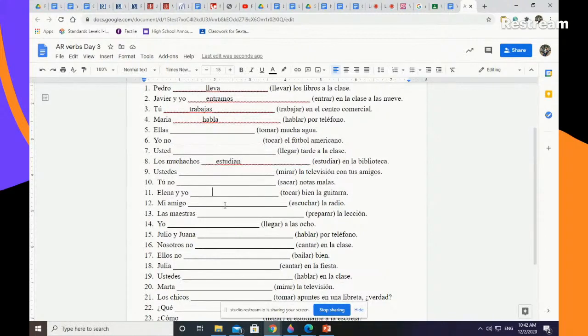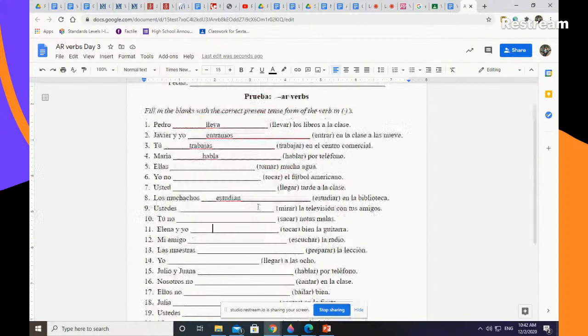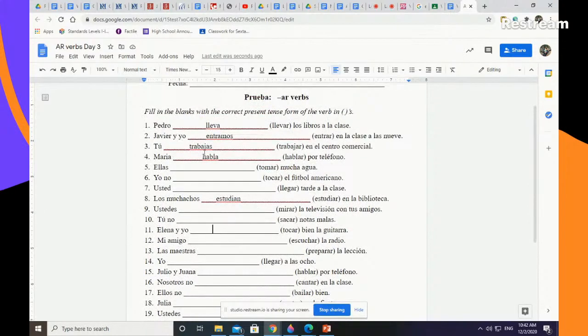Elena y yo. We've got that same problem that we had with number 2. It's an y yo. Well, with number 2, I used the nosotros form of amos. So why would I use a different form for number 11? I wouldn't. So it's tocamos. Elena y yo tocamos bien la guitarra. Apparently, Elena and I are really good guitar players. I didn't even know I could play the guitar, so that's quite impressive.